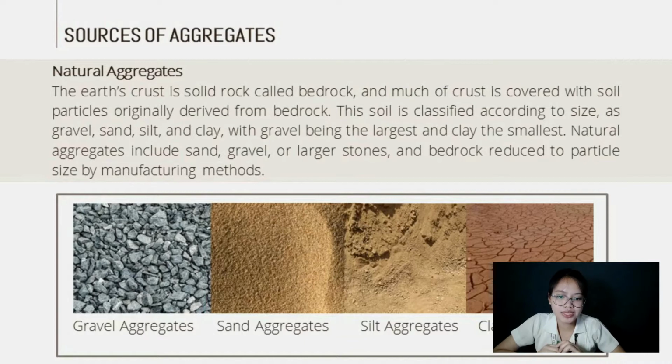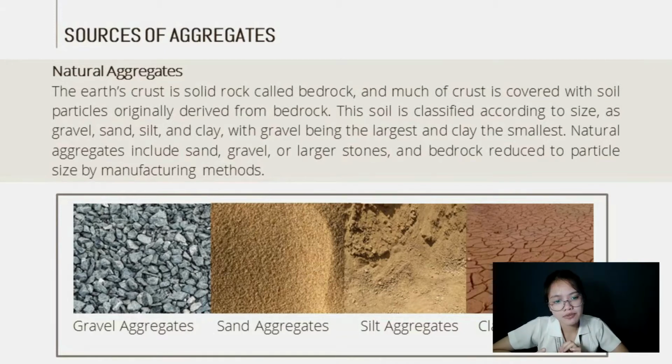We usually see gravel aggregates used in concrete mix. However, of course, it can also be used in other construction, such as road construction, but that is another topic which will be discussed later on by another reporter.